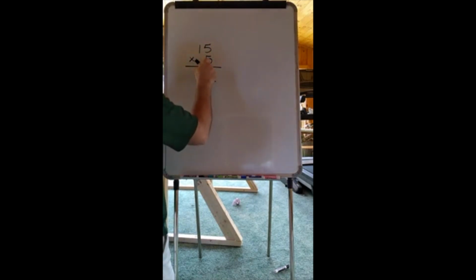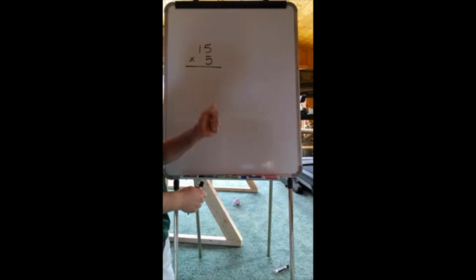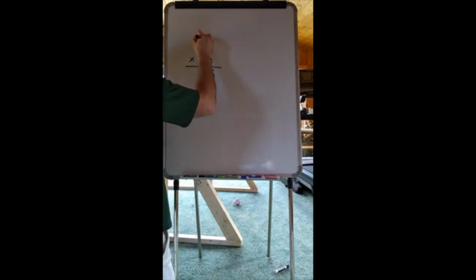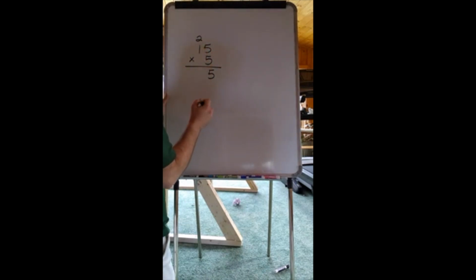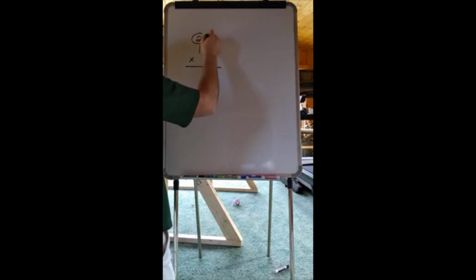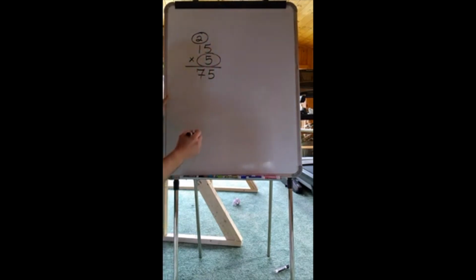So let's have this 5 run its course through this top value. 5 multiplied by 5 is 5 times. So 5, 10, 15, 20, 25. So put the 5 here, carry the 2 up. Now we do 5 multiplied by 1, which is 5. But then we add the 2 to it, and we get 7. So the 5 packages are going to cost $75.